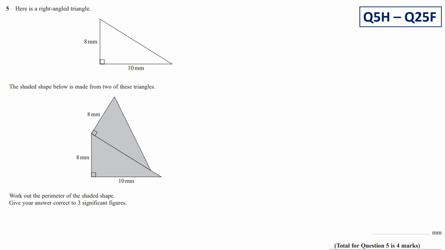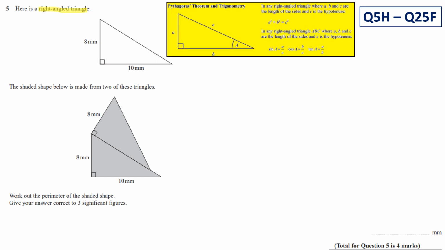So this question is about right angled triangles. And so the first thing that I need to be comfortable with from my revision is right angled triangles. I'm expecting it to be either Pythagoras or trigonometry. So I'm going to make sure I have the formula page open in front of me. I'm looking at this key piece of information. So the shape below is made from 2 of these triangles. I have to work out the perimeter of the shaded shape.